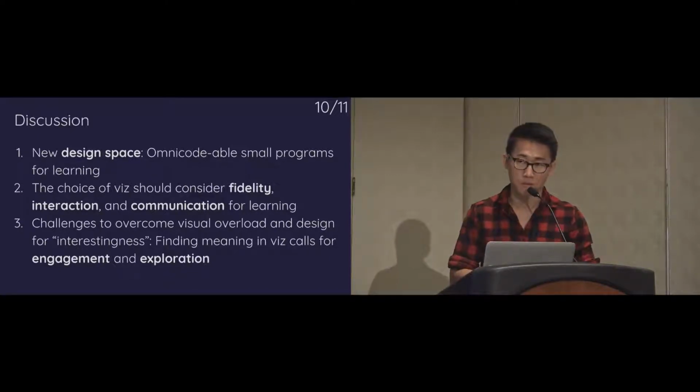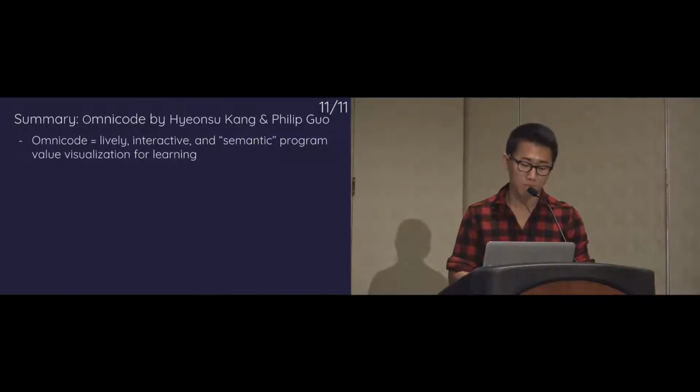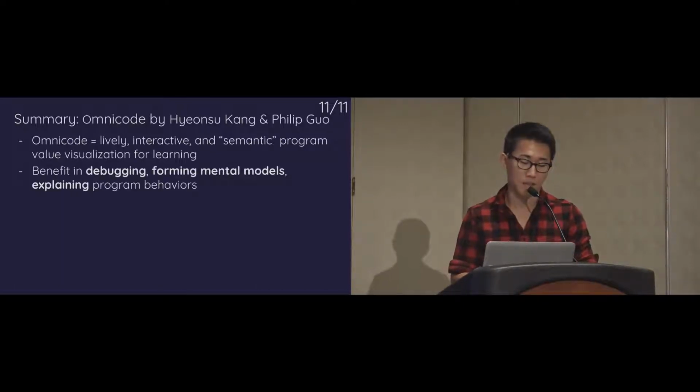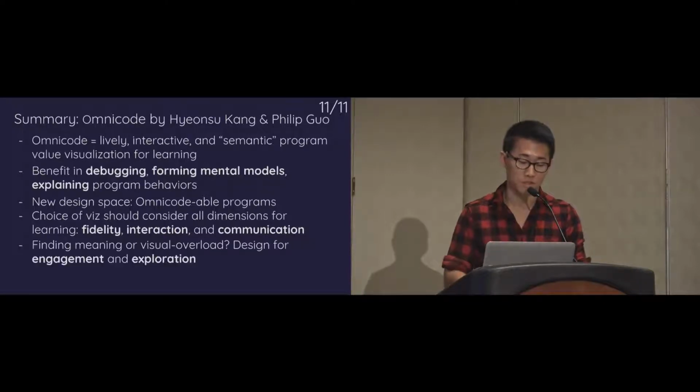Students repeatedly mentioned visual overload as a bottleneck for effectively finding useful information from the viz. So overcoming this visual overload and designing for interestingness and meaning making therefore requires consideration of how to support students' engagement and exploration. In sum, Omnicode is a novice-oriented, lively, interactive, and semantic program value visualization for learning. We reported its benefits in debugging, forming mental models, and explaining programming behaviors to others, as well as implications for design and challenges for the future.